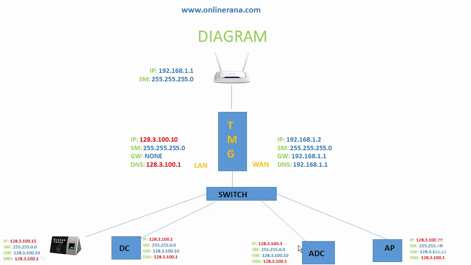and the DC also in the switch, the ADC also in the switch, the access point also in the switch, and my other appliances like biometric machines also in the switch. So the switch, machine, DC, ADC, AP, and internal LAN card are all on the same scheme. You can see it.